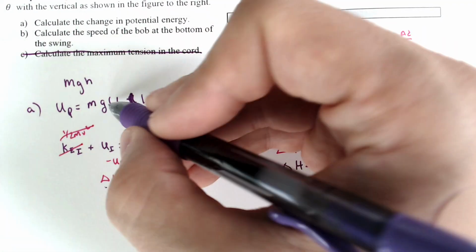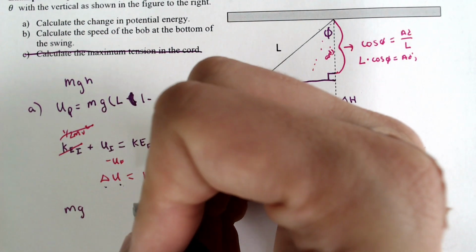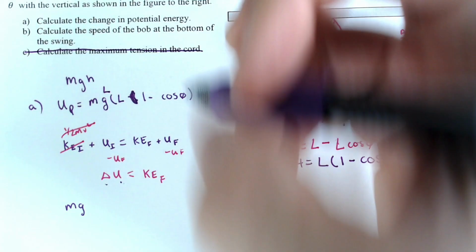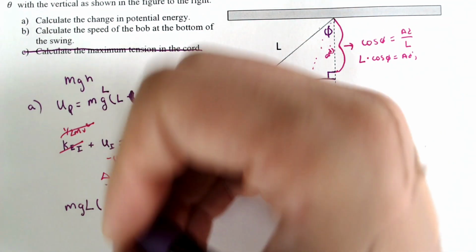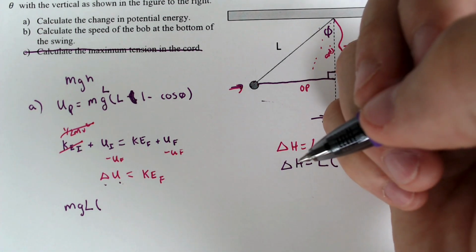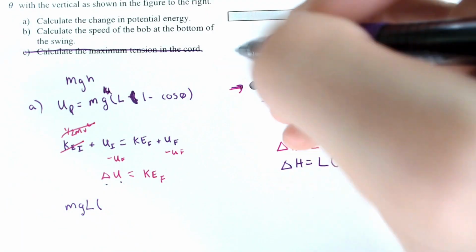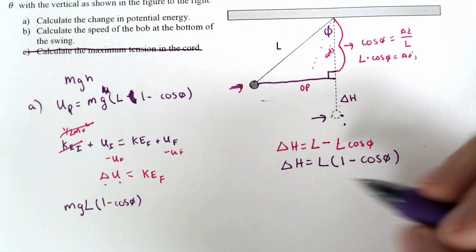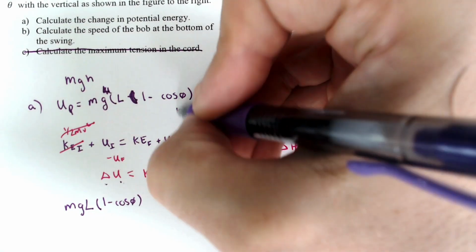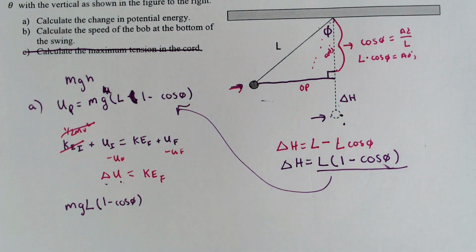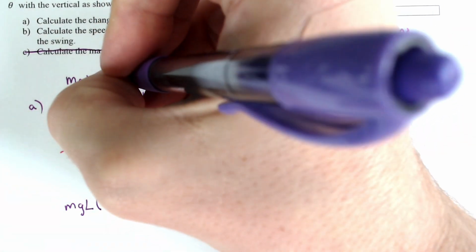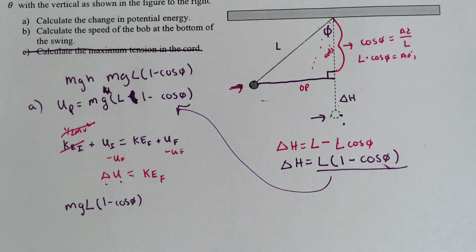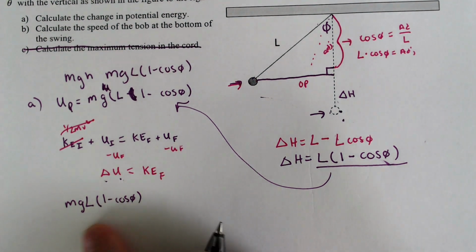So delta U, we figured out, was mgL times 1 minus cosine theta. Oh, I forgot the L here. No, I didn't forget the L. I messed up my parentheses. My formula looks ridiculous. I should have just put this right in front of the m and the g, so I'm going to rewrite that: mgL times 1 minus cosine theta. There we go, that looks better. I keep forgetting the L when I was doing this problem earlier.